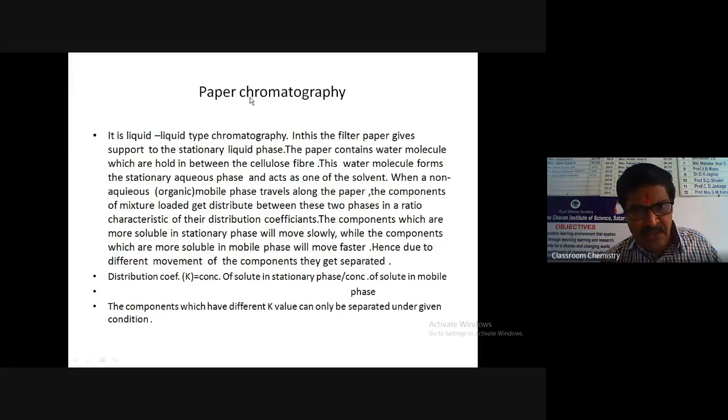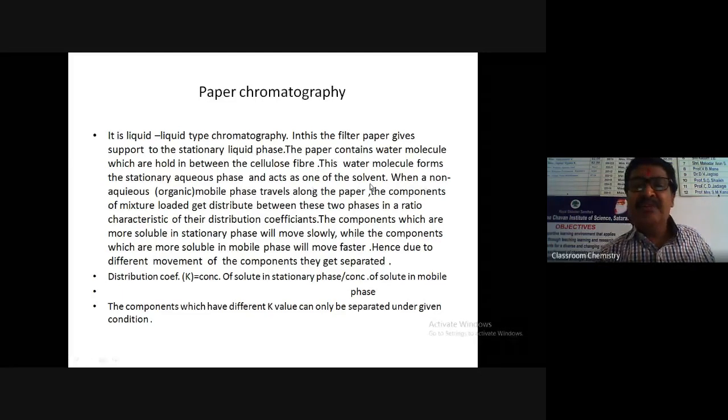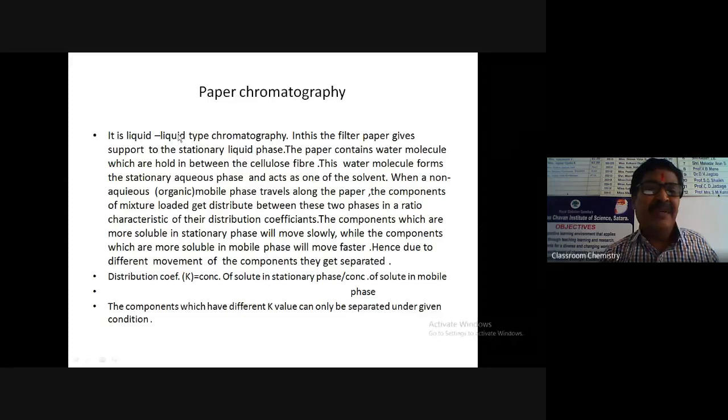So this chromatography in which both the phases, that is stationary phase is also liquid and mobile phase is also liquid, it is known as paper chromatography. It is a liquid type of chromatography. So the stationary phase is actually a liquid phase which is due to the water molecules held by the cellulose fiber, and the mobile phase is an organic compound, a non-aqueous compound. They act as a mobile phase and they travel along the paper. So both the phases in paper chromatography, stationary phase as well as mobile phase, are liquid. Hence paper chromatography is a liquid type of chromatography.